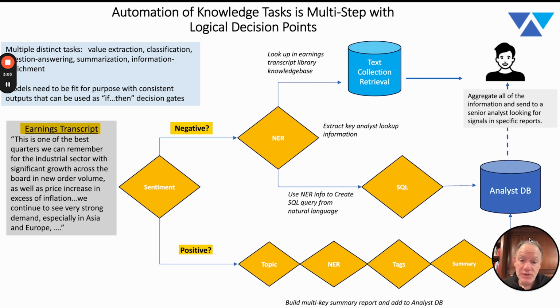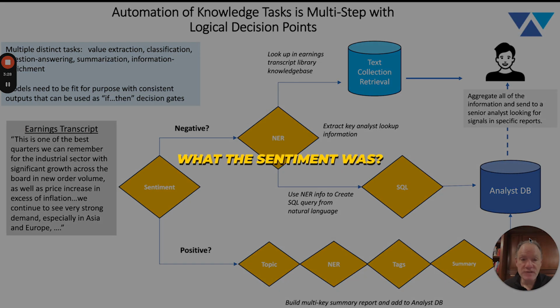Let's look at what the underlying topic was. Let's extract some of the key names that were found in that release. Let's build out some tags so we can tag this content and search and retrieve it in the future. And then perhaps there are some targeted questions or summaries that we're going to want to build around this. And then ultimately, perhaps we're going to push this into some analyst database, again with very different types of information depending on this threshold decision about what the sentiment was.